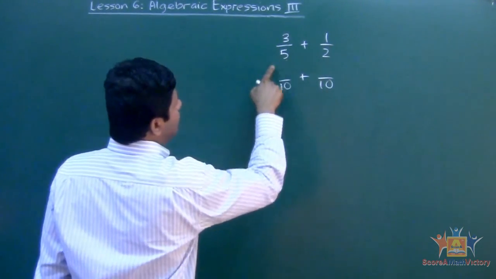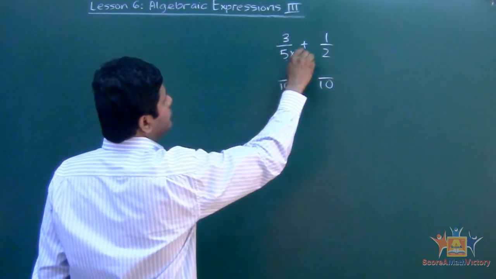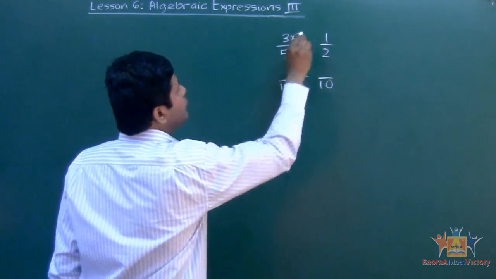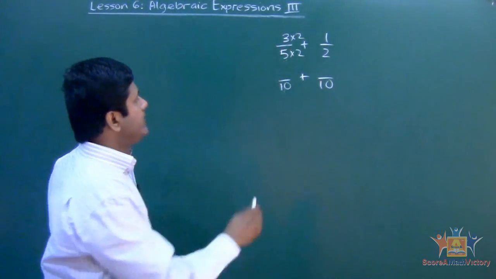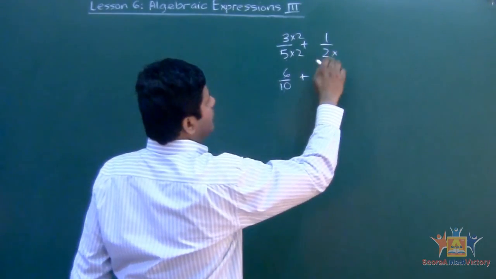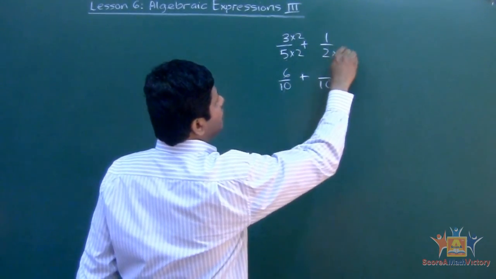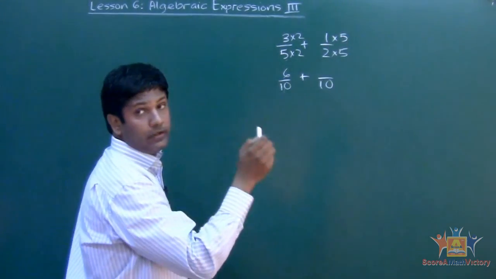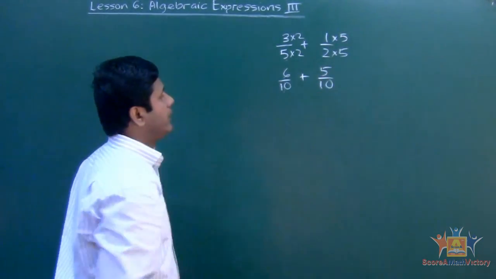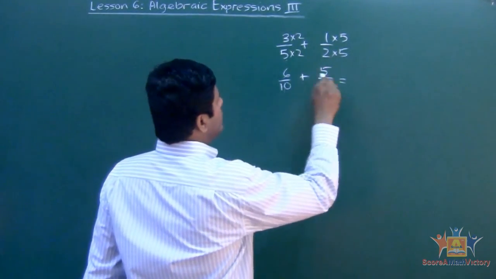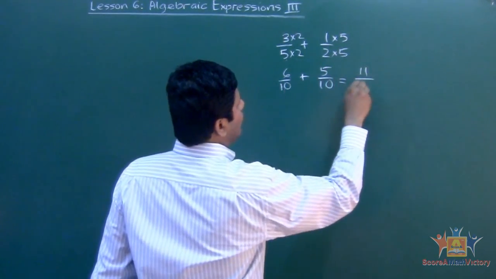Now, how do I get from 5 to 10? I multiply that by 2. If I multiply 5 by 2, the denominator, I have to do the same thing with the numerator. So 3 times 2 will be 6. So it becomes 6 over 10. And then what about 2? How do I go from 2 to 10? I multiply that by 5. If I multiply the denominator by 5, I do the same thing with the numerator. So 1 times 5 is 5 right there. So now I can add them. Alright, because they're common denominator, okay? So 6 plus 5 is 11 over 10.